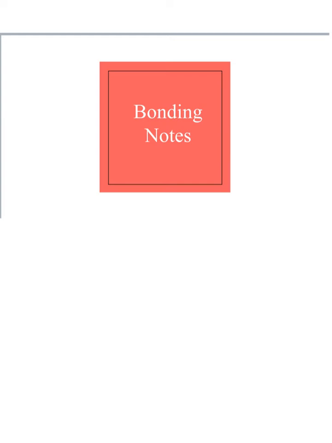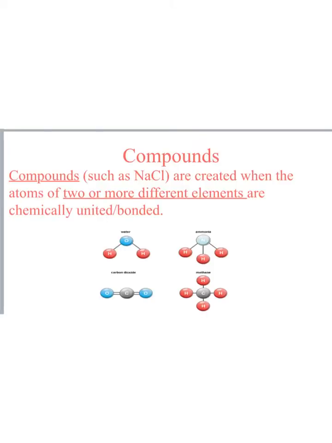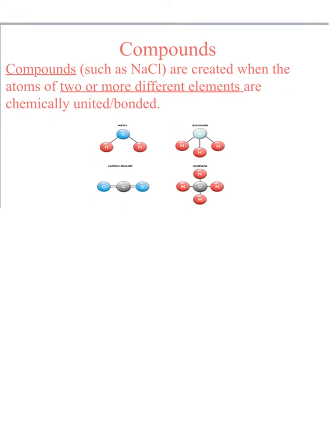So in our last video, we discussed ions and isotopes. Today we're going to talk about bonding and the way that different atoms join together to make compounds. So we are going to first define the word compounds. Compounds are two or more different elements that are chemically combined or bonded together.